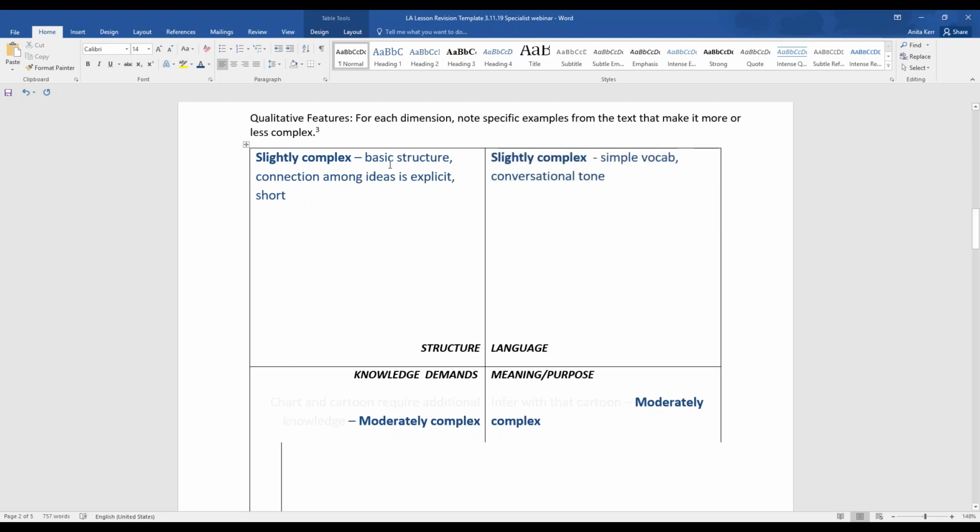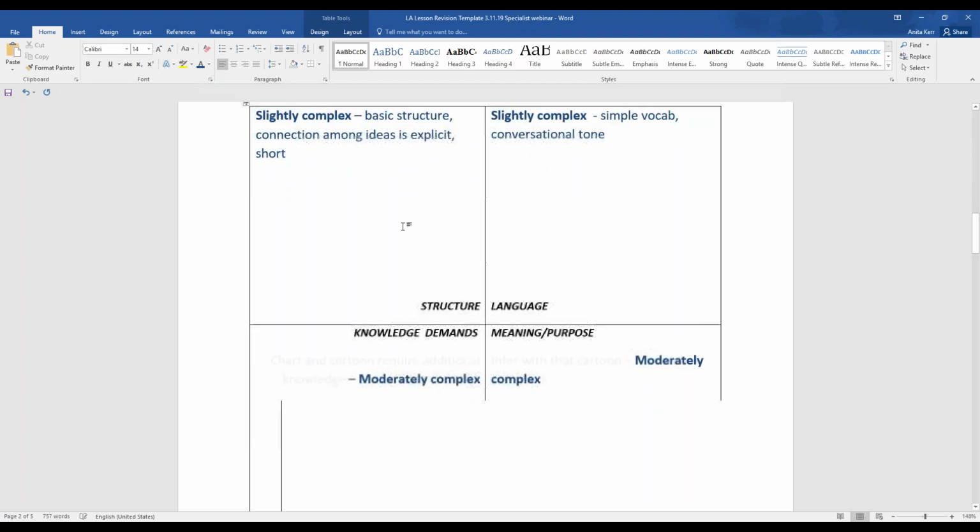We've got a pretty basic structure in that article. The connection between ideas is pretty explicit, easy to follow. And the vocab is very basic, and the conversational tone. If you read through the article, it's very conversational. And that's very convincing because it sounds like just somebody talking to you over coffee, right? But it doesn't make it very complex.